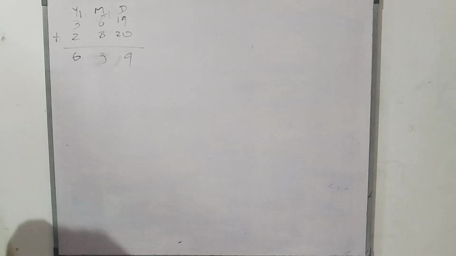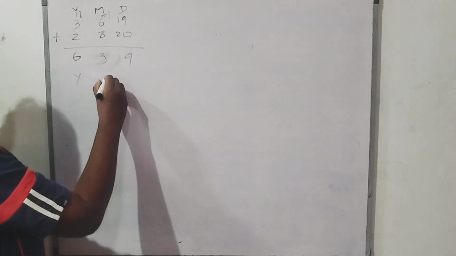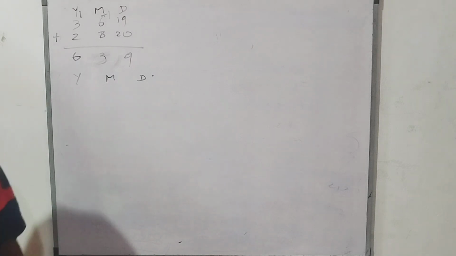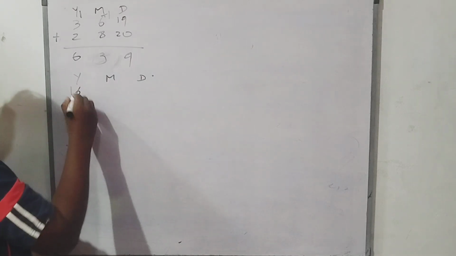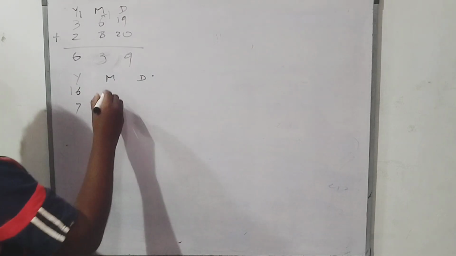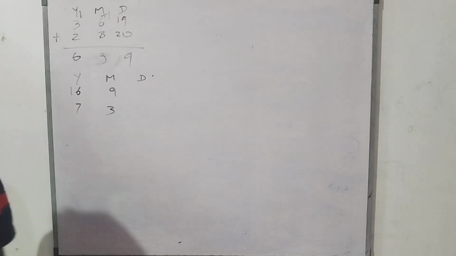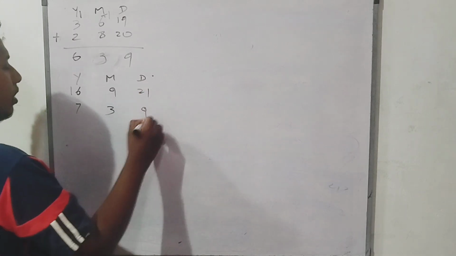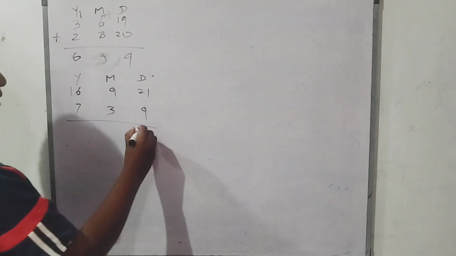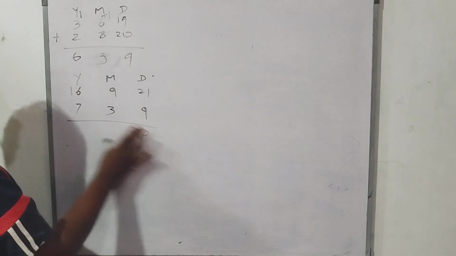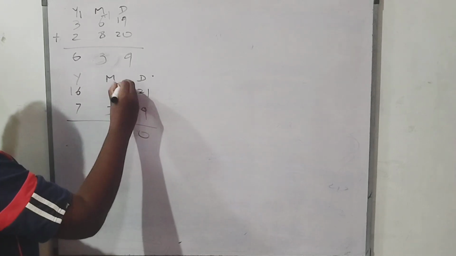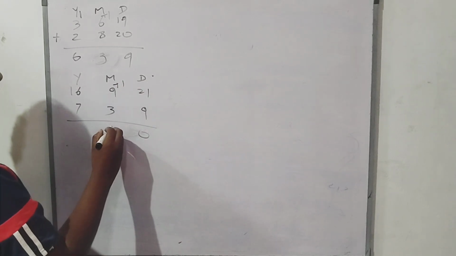Next question, number 2. Years, months, days. So here 16 is there, 7 is there, 9 is there, 3 is there, and then 21 is there, 9 is there. Okay. Now what you're gonna do? Add. 21 plus 9 is 30. You're not gonna keep this. You're gonna put 0. You bring this 1 here. 9 plus 1, 10. 10 plus 3, 13.